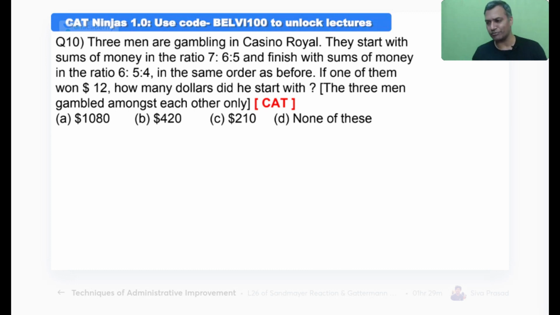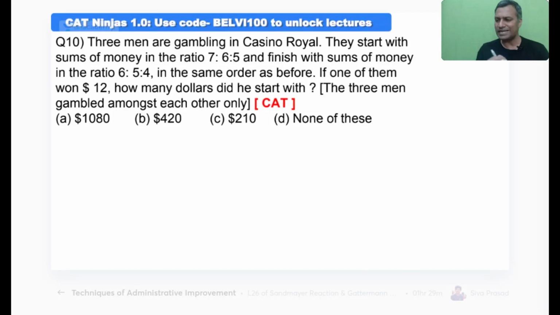I don't know why, but in CAT, instead of rupees, they put dollars that particular year. Not only in this question, in many questions they will use the dollar. Either they use rupees or sometimes they use the dollar. This question is as it is from the CAT, so they use the word dollar.